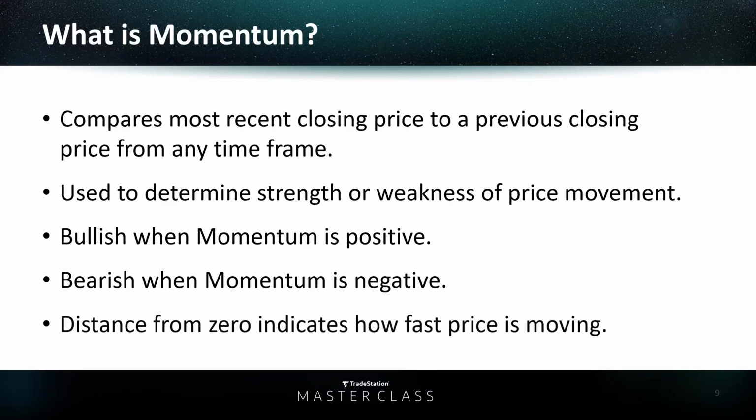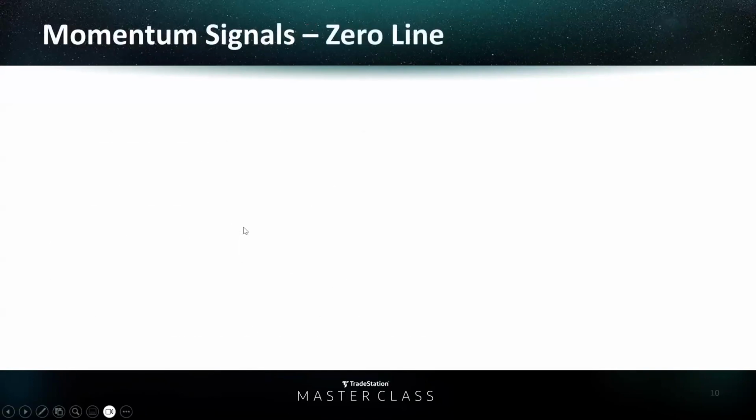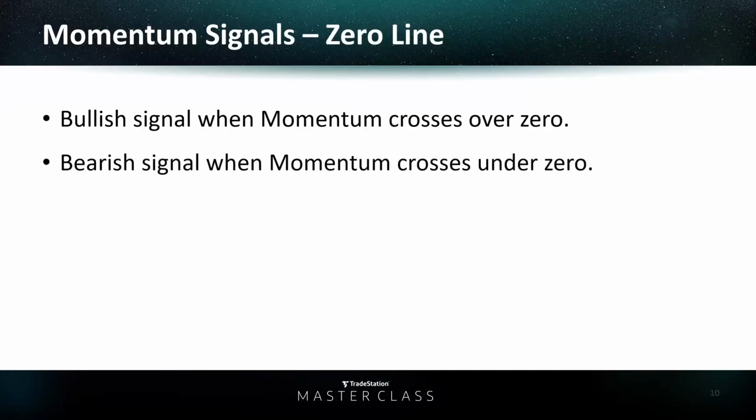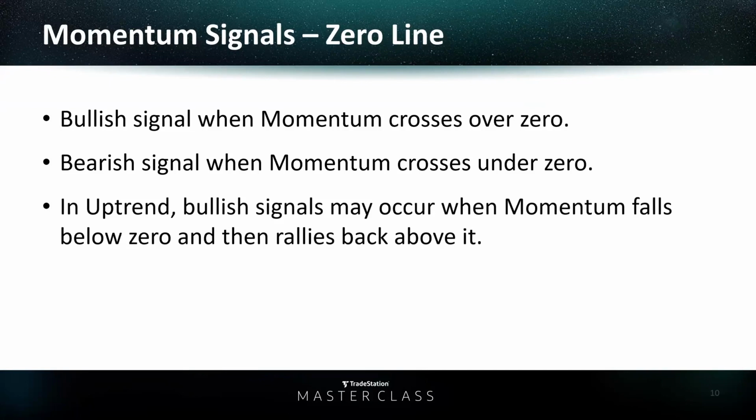Distance from zero indicates how fast price is moving as well. So that's another way of looking at momentum: what is the pace at which the momentum values are increasing or decreasing. Of course, the signals are based on the zero line. So you have a bullish signal when it crosses over zero and bearish under zero. You can already see why we combine the MACD and the momentum into one presentation, because by default, they're looking at these crossovers on zero to generate the signals. So they're, in a way, very similar to each other.